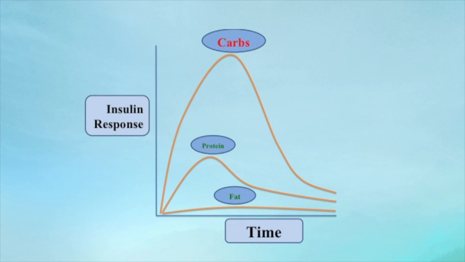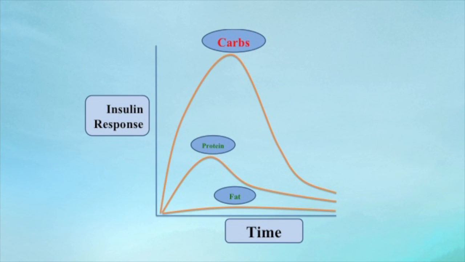Because insulin's job is 2 things. One, to remove the sugar from the blood, the glucose from the blood. And the other is to promote fat storage. And so when we eat carbohydrates, you can see the insulin response is quite dramatic. When we eat protein, not as dramatic, but still an insulin response. When we eat fat, pretty much flatline. We're not getting a lot of insulin response from that.